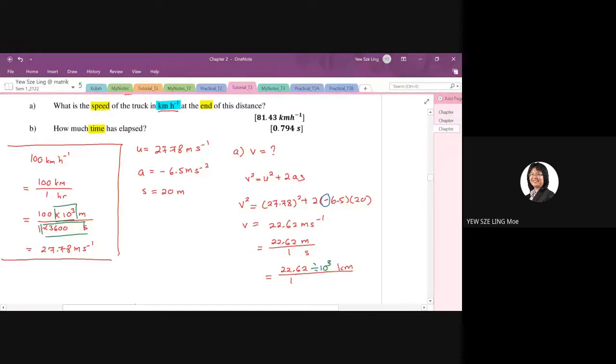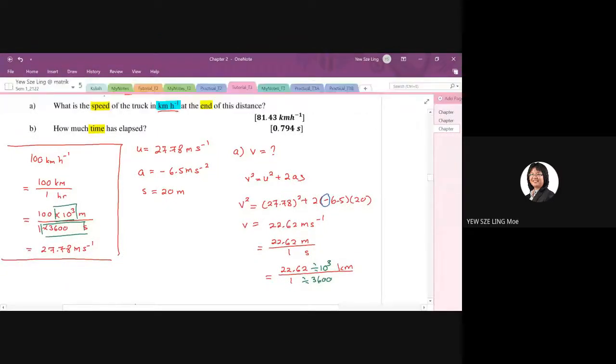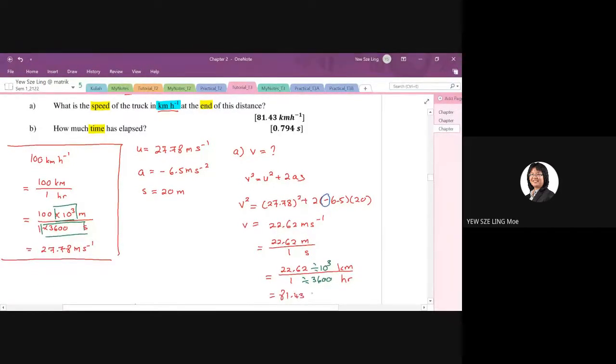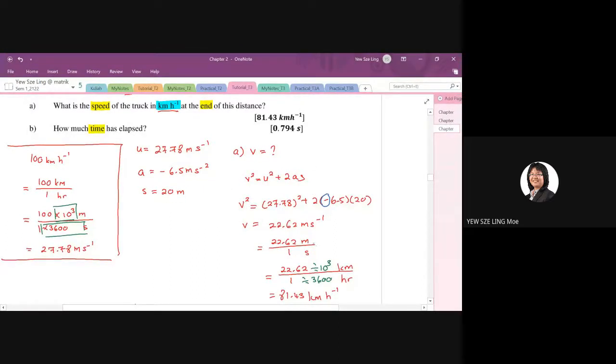To change from second to hours, you need to divide. So divide by 3600, and the unit will now be in hour. So the final answer is 81.43 km per hour. So that is how you do unit conversion. From km to m, you multiply. From m to km, you divide. From hours to seconds, you multiply. And from seconds to hours, you divide.